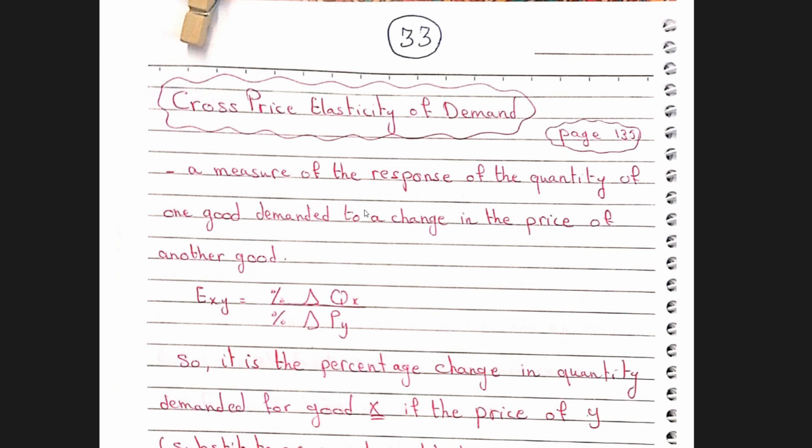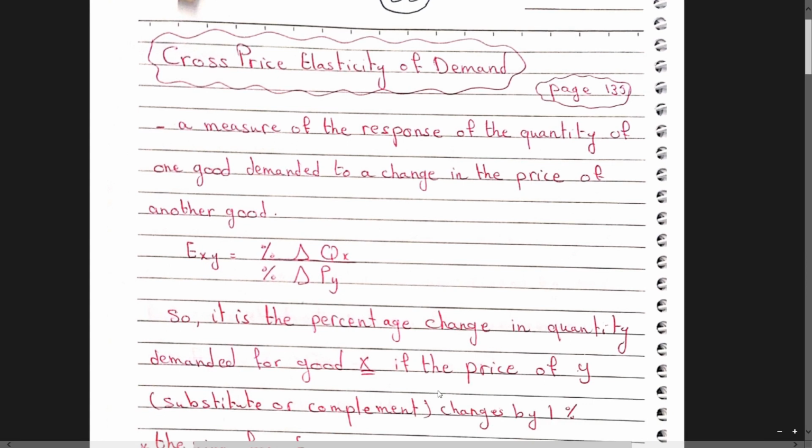I know there is a positive relation between substitutes, but how much it will respond, I measure with the cross price elasticity of demand. So it equals EXY, X and Y being the names of the goods. It's the percentage change in quantity demanded of X over the percentage change in the price of the other good, which is Y. It's the percentage change in quantity demanded for good X if the price of Y, which may be a substitute, a complement, or an independent good, changes by 1%.